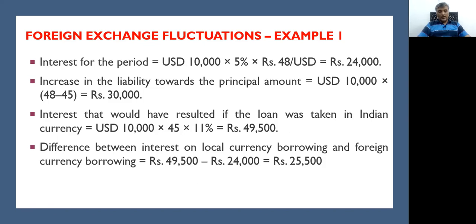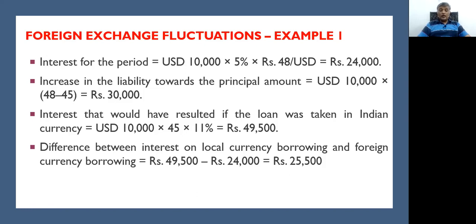Now come to step number 3. $10,000 is the total USD loan. Had you taken this in INR, you would have taken 4,50,000 into 11%. That is 49,500. So what is the difference between the interest on the local currency or the Indian currency borrowing and the foreign currency borrowing? That's a difference of 49,500 minus 24,000, which is 25,500. Right? That's the difference in the interest.